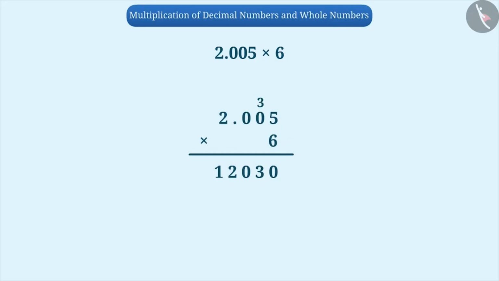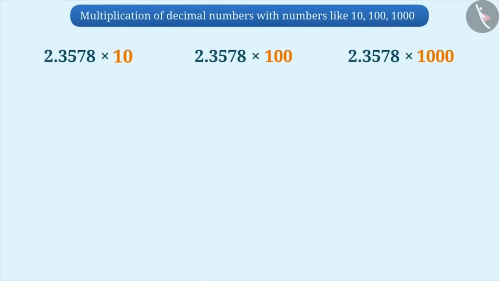Now we can see that in the given numbers, the number of digits after the decimal point is 3 plus 0 is equal to 3. So, in the result, we will place decimal point by counting 3 digits from the right side. Therefore, the result obtained will be 12.030, or this can also be written as 12.03. Because adding or removing 0 after the last non-zero digit in a decimal number will not change the value of that number.